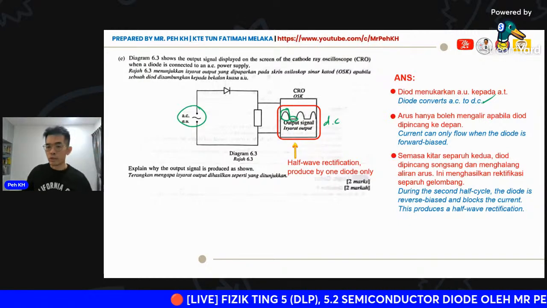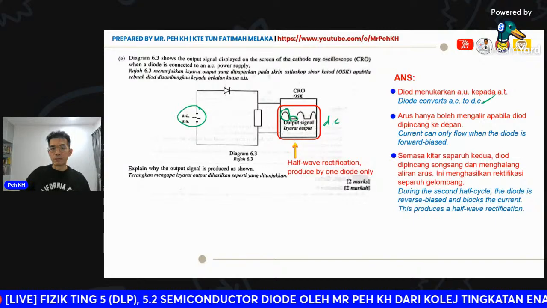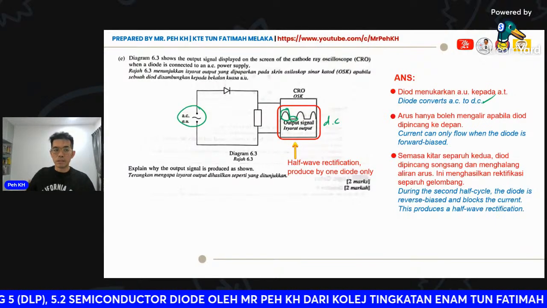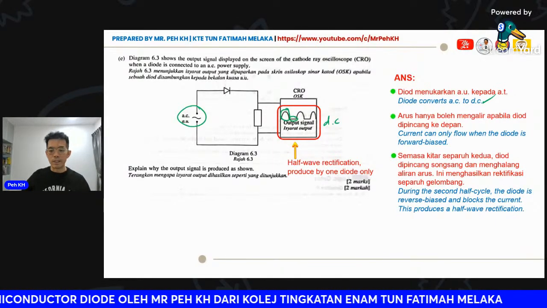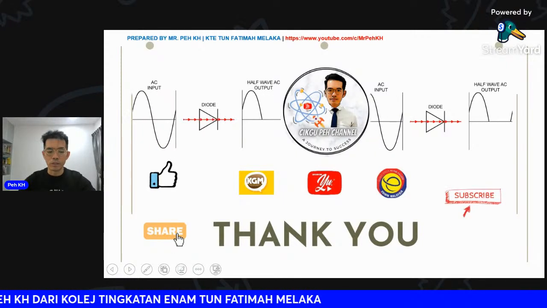So here we have 3 reference answers, and the maximum will be 2 marks given for this question E. Okay, so that is all for the discussion today.